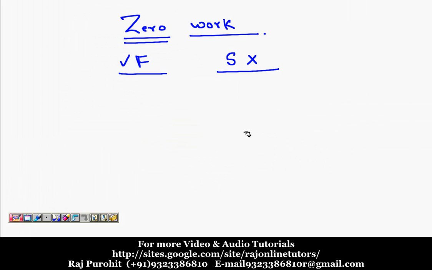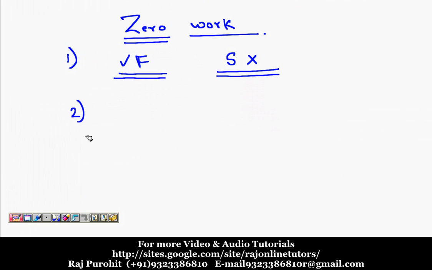Why do you write S for displacement? That's the symbol. That's the international symbol. Okay. So applied force is there, but displacement is not there. This is the first case where zero work is there.